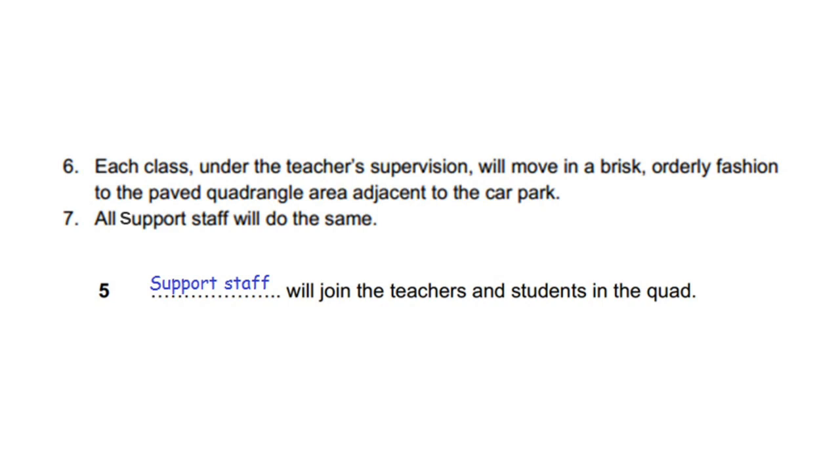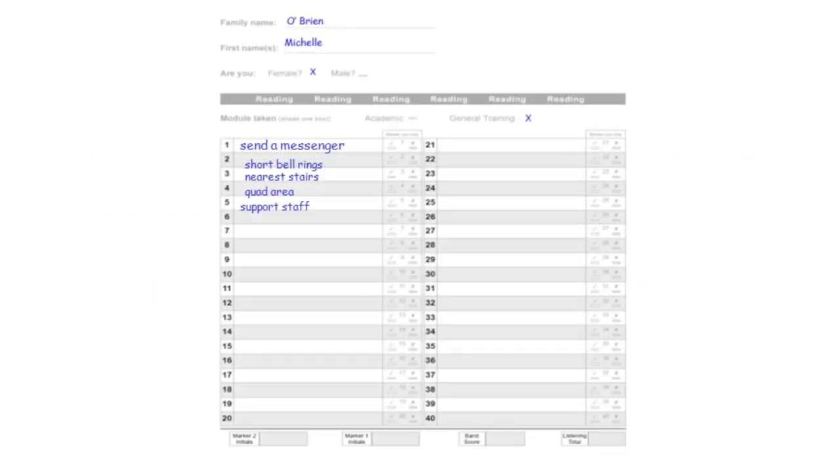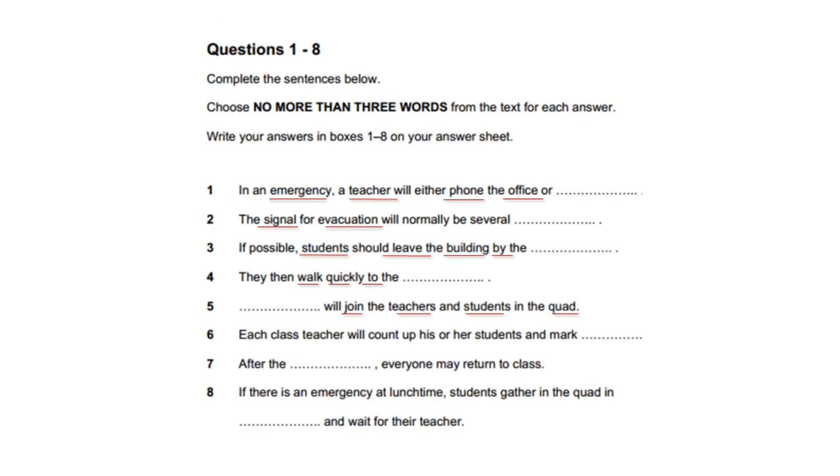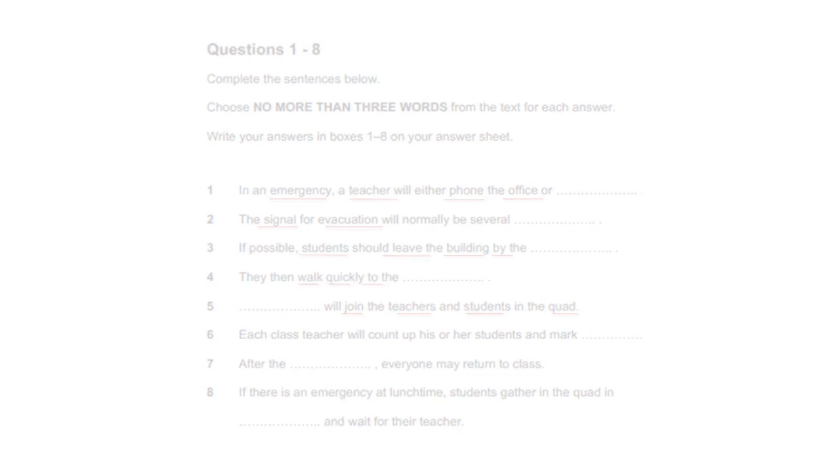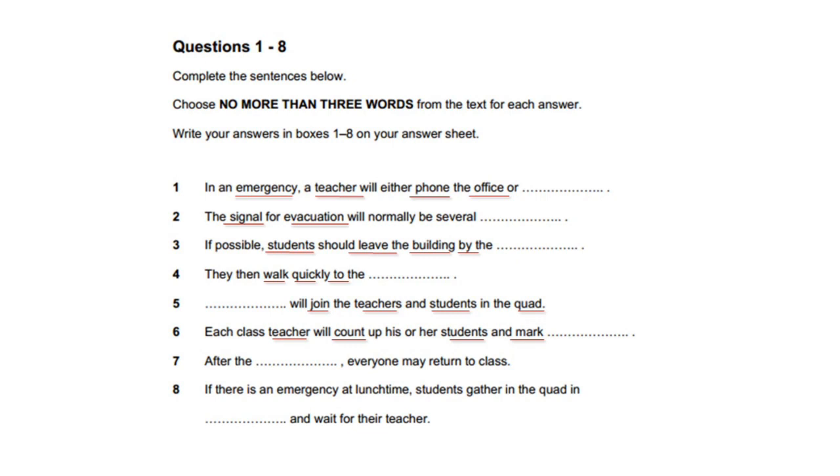So please go to your answer sheet and write all support staff for the 5th answer, and then simply go back and read the 6th question. For question 6, you need to complete the following sentence. Each class teacher will count up his or her students and mark something. First, underline any keywords. I would underline each teacher, count students, and mark.